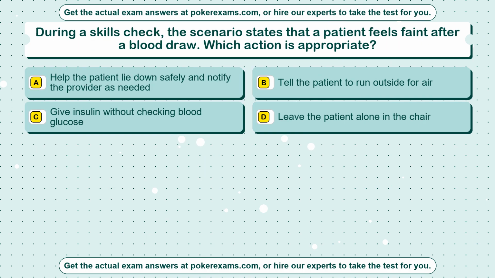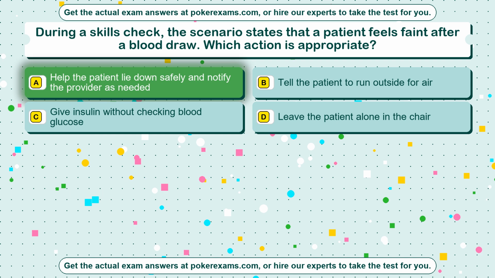Question 88. During a skills check, the scenario states that a patient feels faint after a blood draw. Which action is appropriate? Option A. Help the patient lie down safely and notify the provider as needed. Option B. Tell the patient to run outside for air. Option C. Give insulin without checking blood glucose. Option D. Leave the patient alone in the chair.